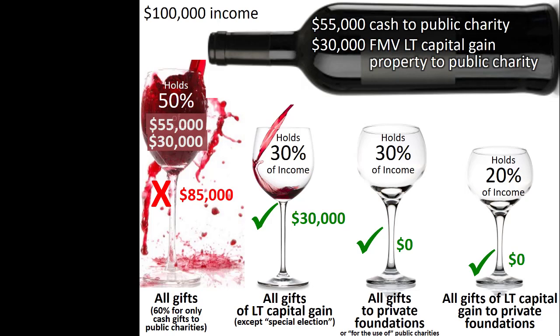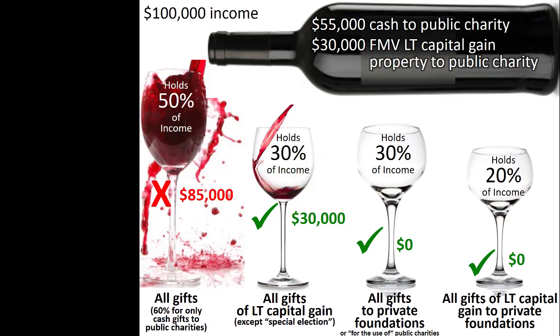The second glass holds only gifts of long-term capital gain property. It can hold up to 30% of income, or in this case, $30,000. The donor made $30,000 of gifts of long-term capital gain property, so there will be no carryover resulting from this glass.